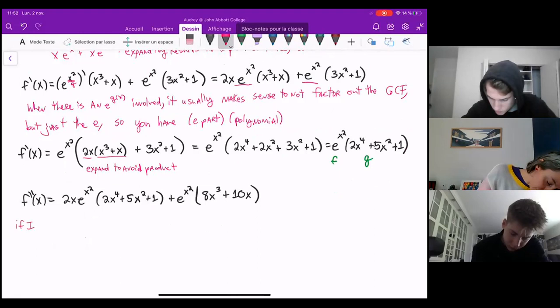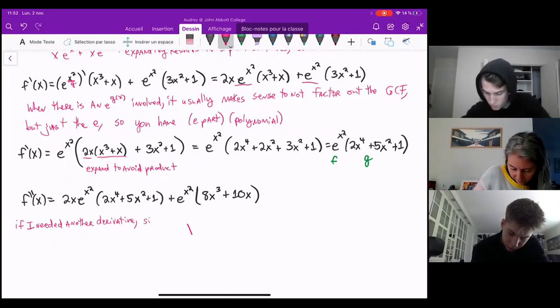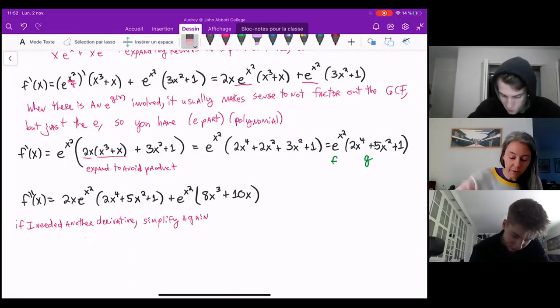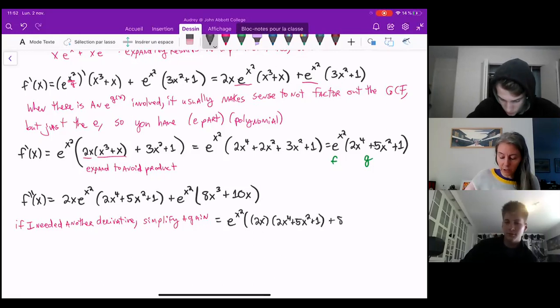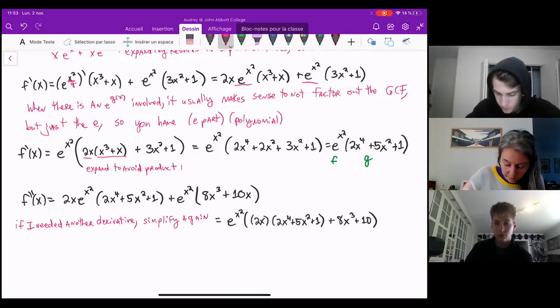But if I needed another derivative, or if I'm asked for this final answer simplified, I would simplify again. And how would I simplify? In the same way that I simplified the first time around, by factoring out an e to the x squared. So I'd get that this is e to the x squared, 2x times 2x to the 4th plus 5x squared plus 1, plus 8x cubed plus 10x. That I would then expand and combine like terms to avoid another product rule.